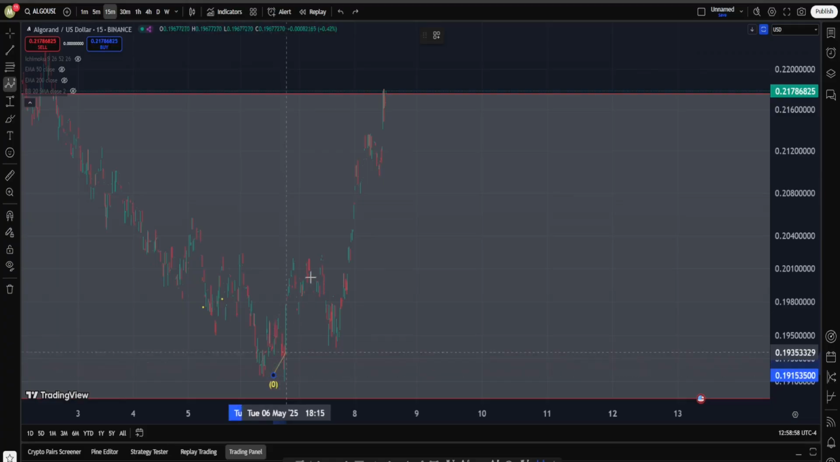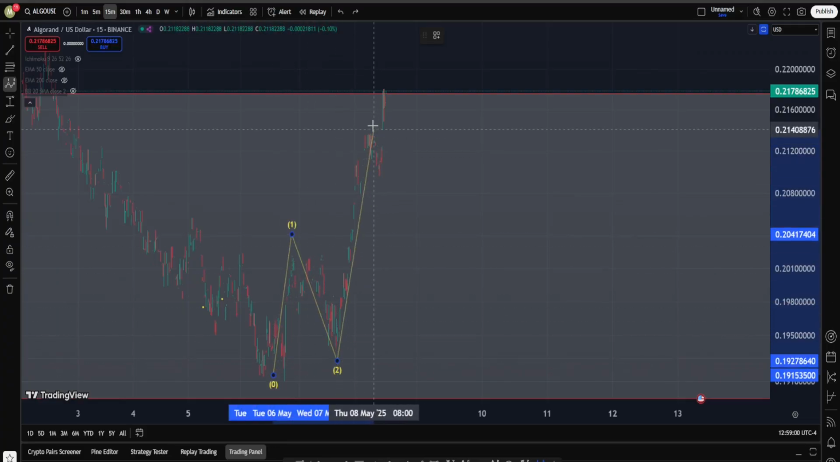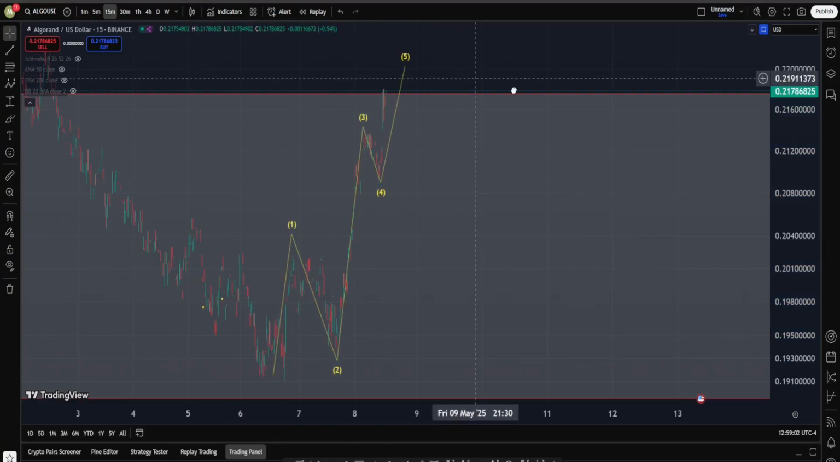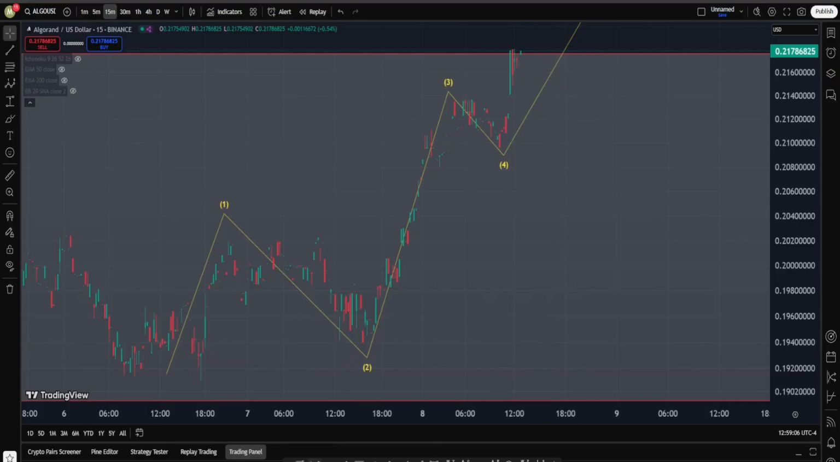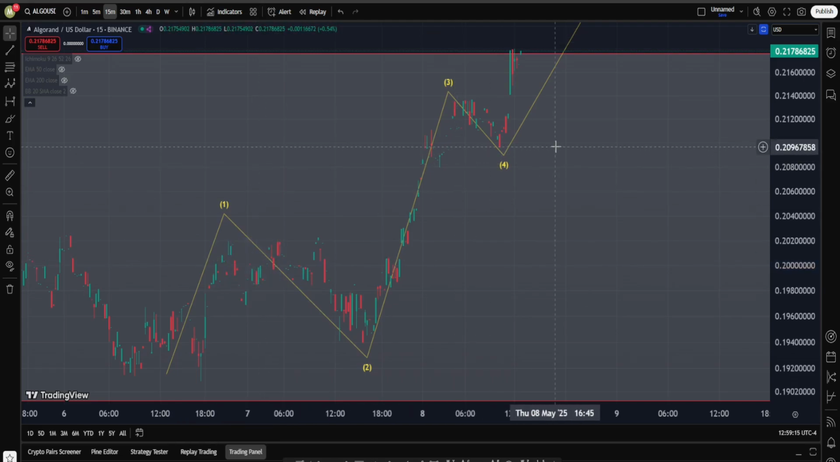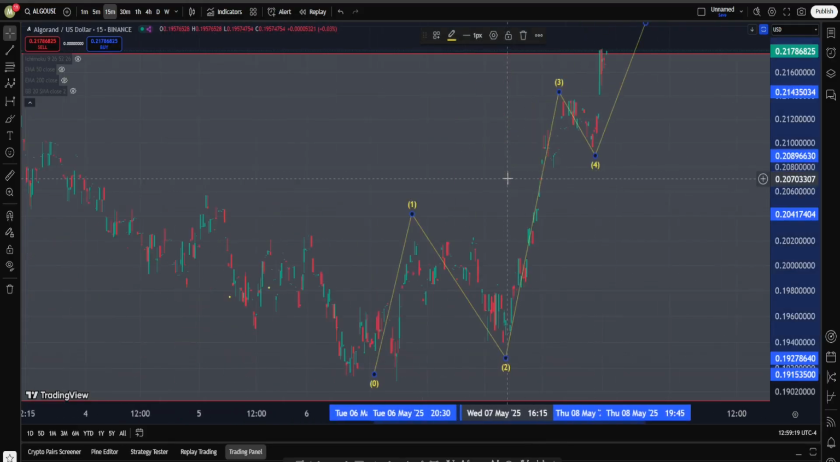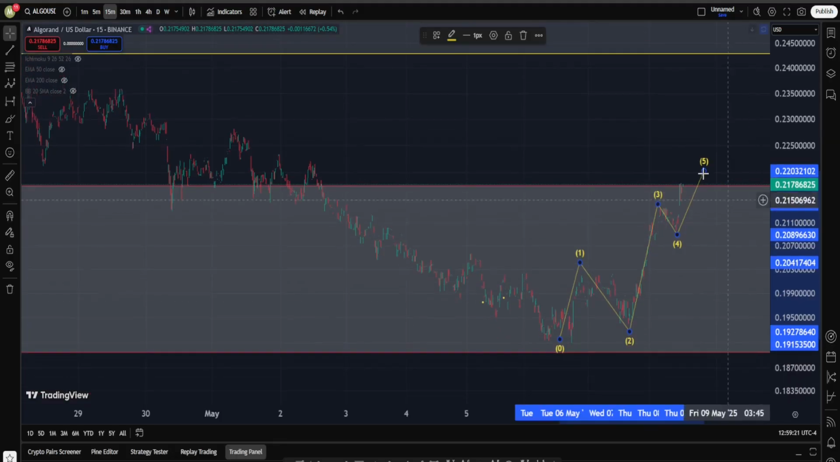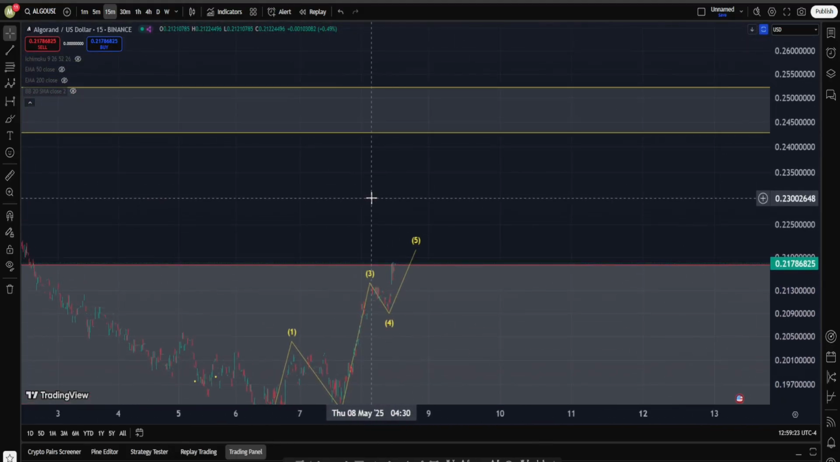However, in the first possibility, I said this can be a 1, 2, 3, 4, 5, and let's compare the length of our wave 4 timing wise to our wave 2. And as you can see, our wave 4 clearly took a lot less time than wave 2, and it's also not that much of a deep move. So this scenario, this 1, 2, 3, 4, 5, may not really happen.